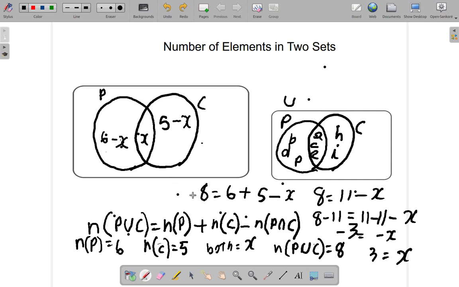Alright, so that is number of elements in intersection of two sets. We'll be doing several examples in the future, so you can follow that.